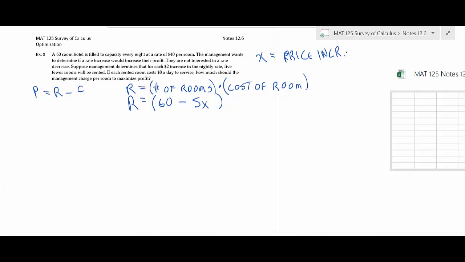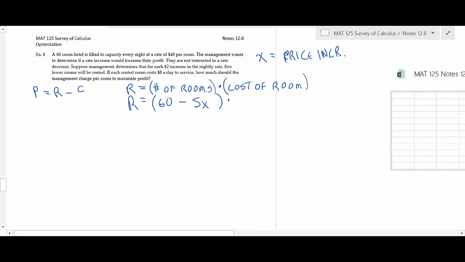If X was 1, what does that mean? You've increased the price 1 time. And what do you get? 60 minus 5 is 55. If X is 2, what does that mean? You've increased the price twice, so you have 60 minus 10 is 50 and so forth. X is how many times you increase the price by $4. So that's what that is. Does that make any sense?